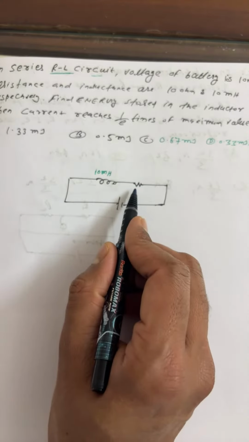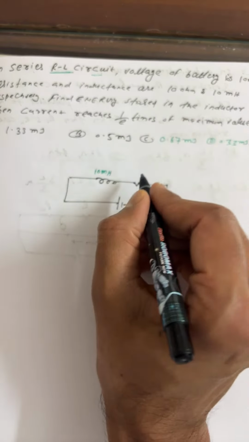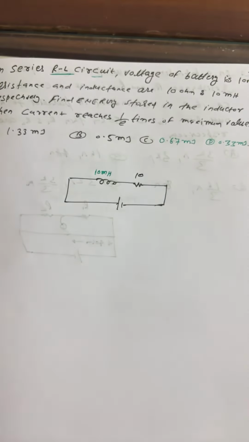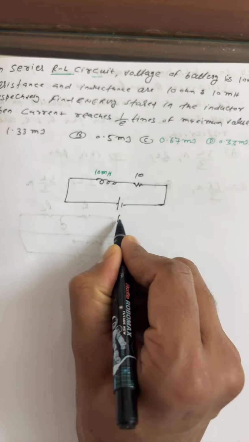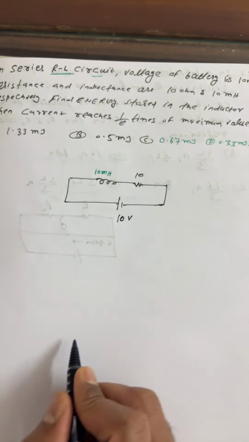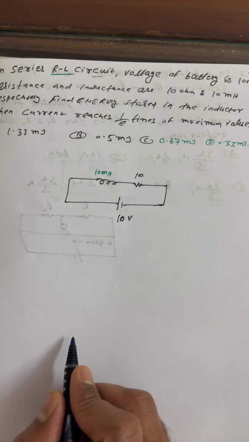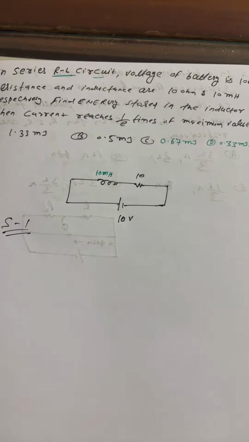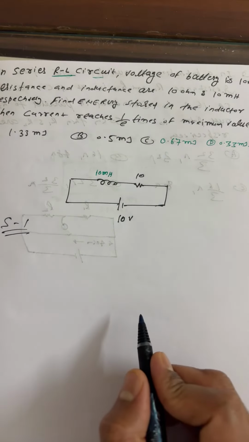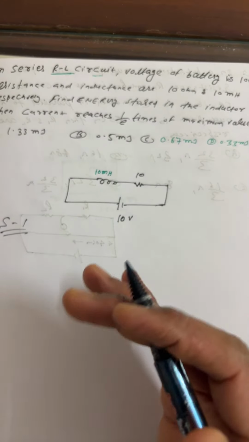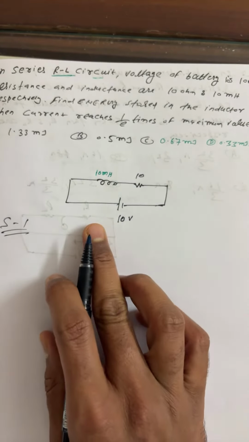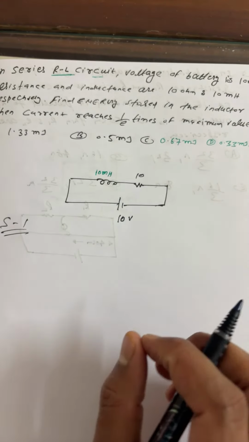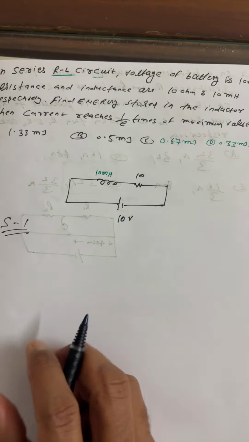This is 10 millihenry, and this resistance is mentioned as 10 ohm. The potential which is connected is 10 volt. So in the question, first you have to find the current at steady state condition. I hope all of you remember, it's a very common question, students. You can connect the same question in an RC circuit too. These two act on the same principle, my dear.